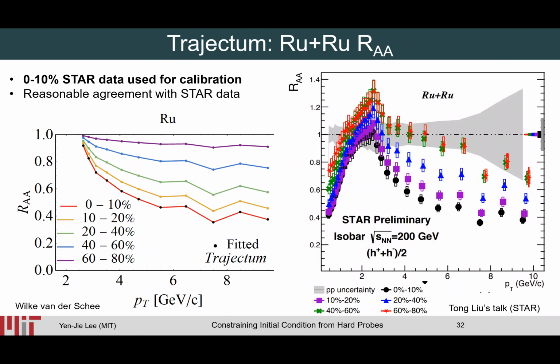Essentially, if we take the 0 to 10% STAR data for the calibration, which means that those dots are going to be exactly the same as the right-hand side dots, we can predict what will happen in the centrality dependence. Essentially what we see here is the following. There is reasonable agreement, but the agreement becomes worse when we go to peripheral events, and that's probably associated with the selection bias effect.